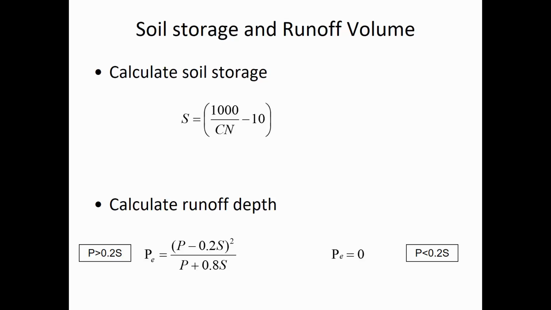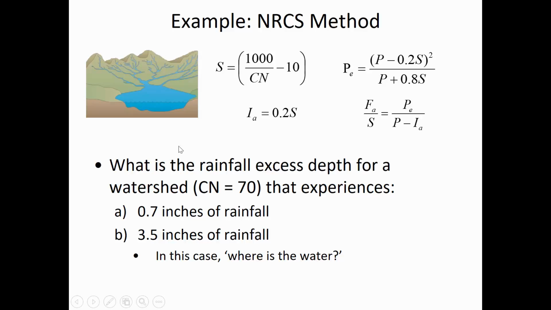So just to get a feel for using that equation, let's consider this example. Let's say that we have some watershed where we know the curve number is 70, and we want to find out what happens when there's 0.7 inches of rainfall, and then what happens when there's 3.5 inches of rainfall. So what you should do as a first check is see, is the initial abstraction satisfied? And if it's not satisfied with the amount of precipitation, then there's zero runoff. But if the precipitation is more than 0.2 times S, then you can use this P sub E formula to find out the rainfall excess.